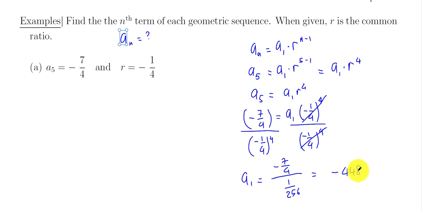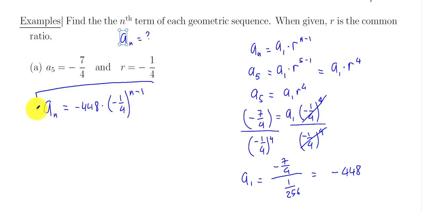Once I get minus 448 for a1, I can rewrite the general form: an equals a1, which is minus 448, multiplied by r. We know r is minus 1/4, to the n minus 1 from the formula. So this is the general formula that we are solving in this case.